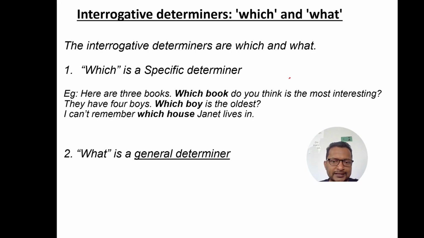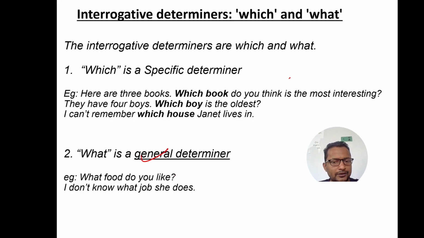Now, what is a general determiner? What food do you like? We don't know. There are no options, right? It is very general. We are not given any options to choose from. Because of that, you use "what".